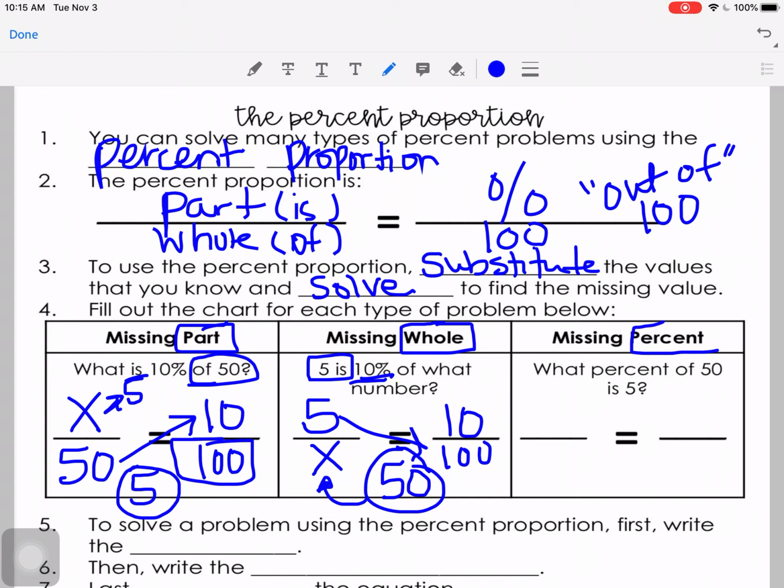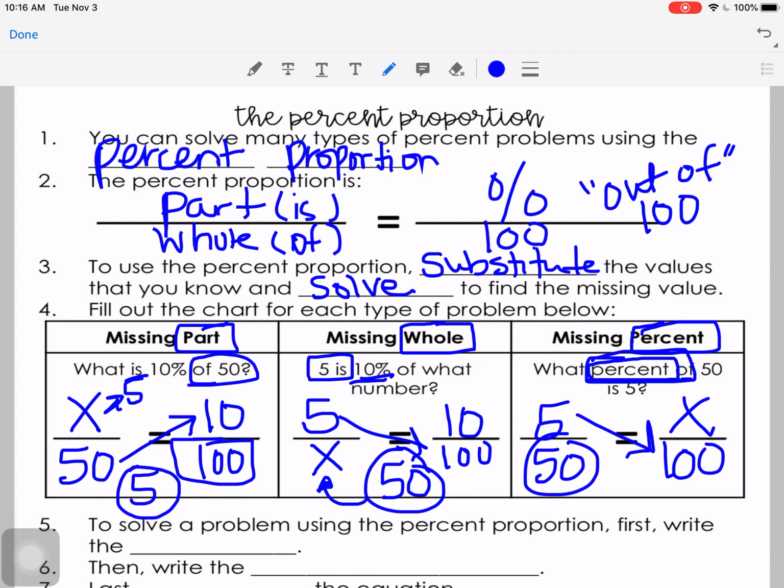The next one, I'm going to find the percent. It says what percent of 50 is 5. So of 50 means that it's my whole. 5 is my part, 50 is my whole. 100 is going to be here, and I'm going to put an x here because I'm looking for this value, what percent. So I cross multiply, I divide by 50, and I get 10. And I have to remember to add my percent sign because in this case, I'm looking for the percent. So my answer needs to be written as a percent.